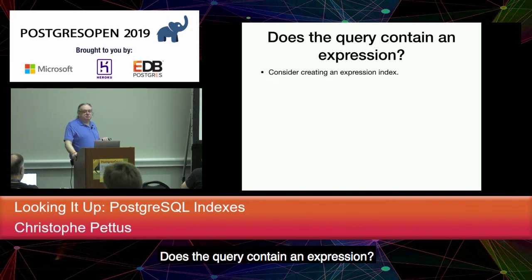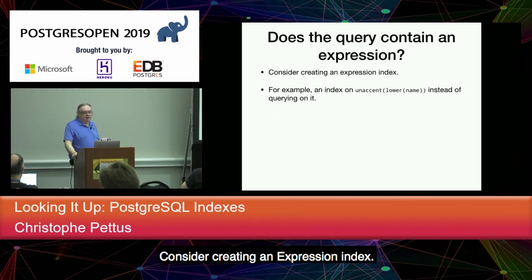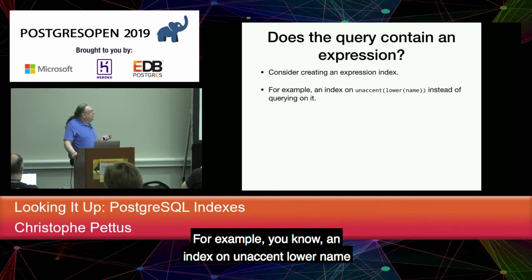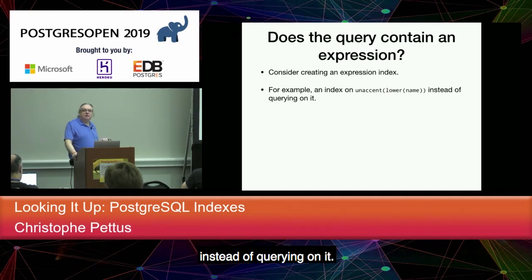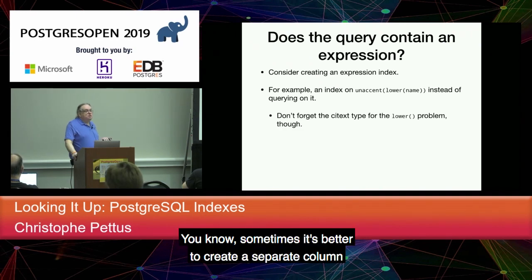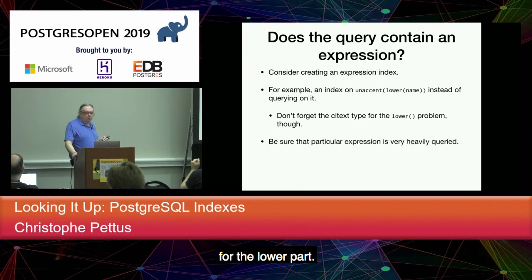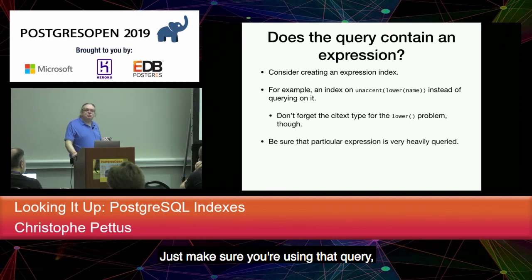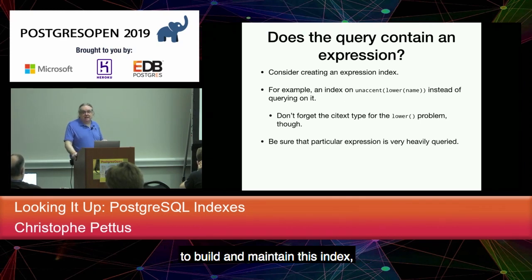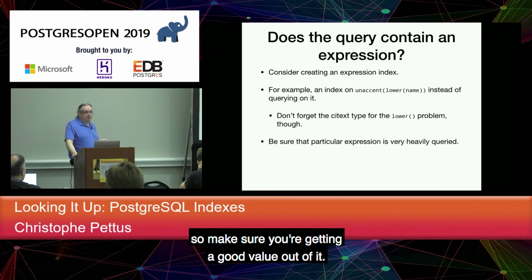Does the query contain an expression? Consider creating an expression index. For example, an index on an accent-lowered name instead of querying on it. That can be faster. Sometimes it's better to create a separate column that handles this, like a column of case-independent text for the lower part. Just make sure you're using that particular expression in the query a lot, because it's going to be expensive to build and maintain this index. So make sure you're getting a good value out of it.